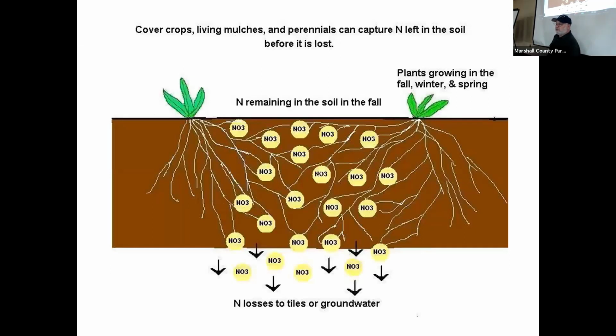So when we're thinking of a trap crop, again, we just want those roots to intercept soluble nutrients in the soil solution before they leach out. This is showing all nitrogen, but that could be sulfur as well, which is another one that we lose to soil leaching.